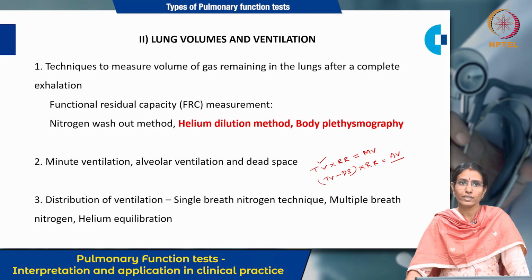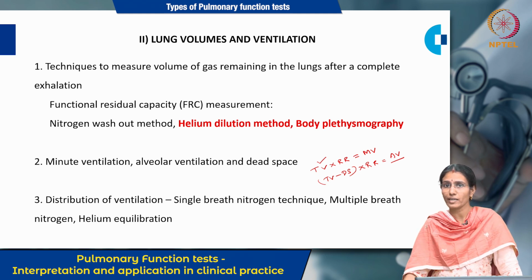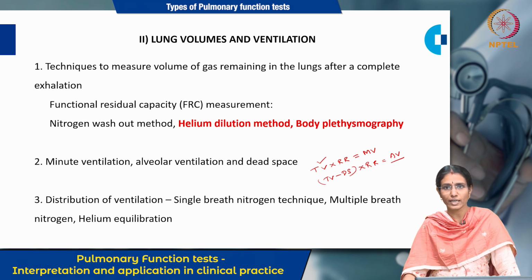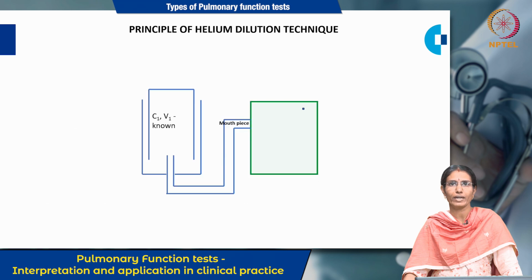So using this, dead space volume can be calculated, and hence alveolar ventilation can be calculated too. And the distribution of ventilation, how uniform is the ventilation? There are some techniques to assess the distribution of ventilation, like single breath nitrogen technique, multiple breath nitrogen technique, and helium equilibration techniques, of which the single breath nitrogen technique is commonly used. So these are all the tests to assess the lung volumes and ventilation.